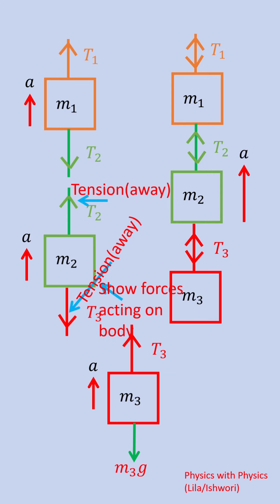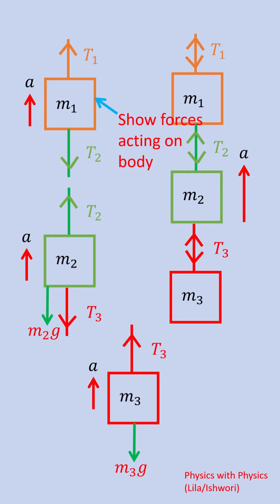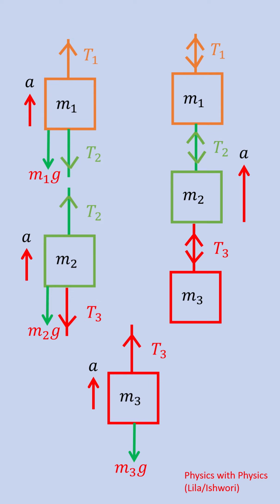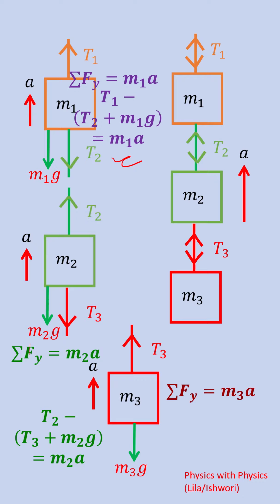Similarly for mass M2, weight acts vertically downward. Now let's write the equations. We need to write only vertical motion; there is no horizontal motion. This is for M1, this is for M2, and this is for M3.